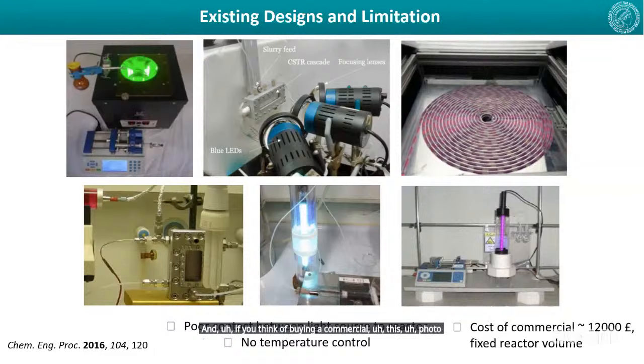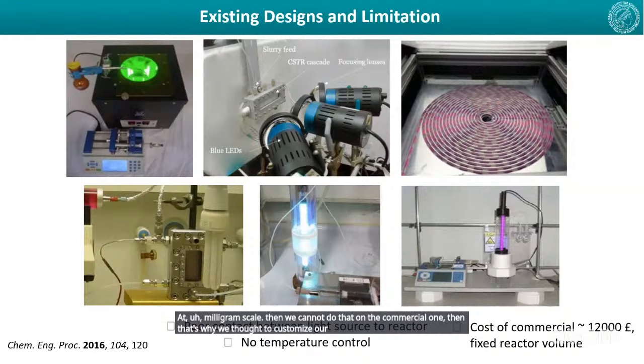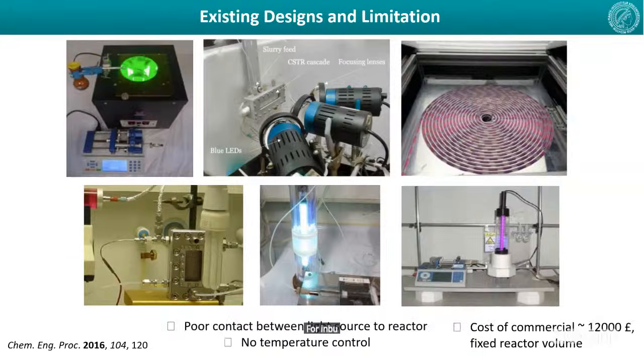If you think of buying a commercial photo flow reactor, it costs around 12,000 pounds, and it has limitations. It has only a fixed reactor, so we cannot change the reactor volume. If you want to do a small scale reaction, let's say at a milligram scale, then we cannot do that on the commercial one. That's why we thought to customize our own homemade photo flow reactor.